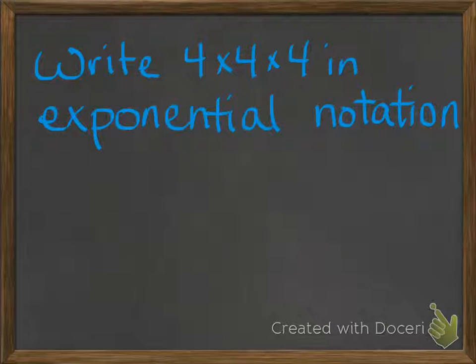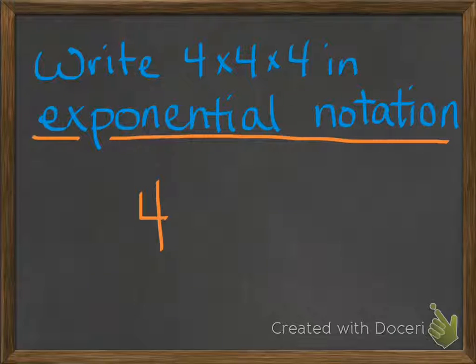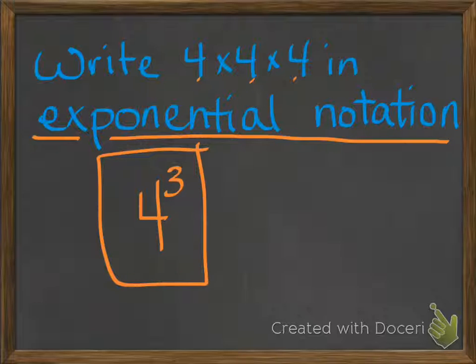Let's write 4 times 4 times 4 in exponential notation. You should have written the number 4, which is the base number, and the exponent 3, because we multiplied it 3 times. So if you wrote 4 cubed, or 4 to the third power, you got it right.